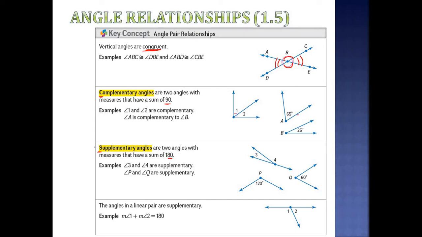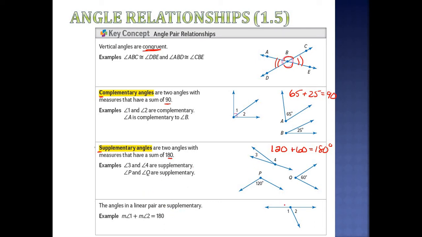And you can see here in the diagram that angle A and angle B are 65 degrees and 25 degrees respectively. 65 plus 25 equals 90. Similarly, for supplementary angles, angles Q and P here have measures 120 degrees and 60 degrees respectively. So 120 degrees plus 60 degrees equals 180 degrees. And then talking about linear pairs, again, the angles in a linear pair are supplementary.